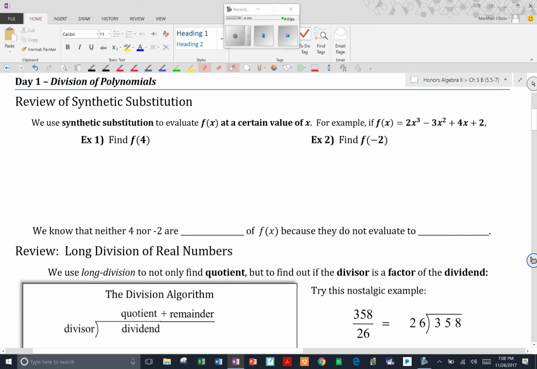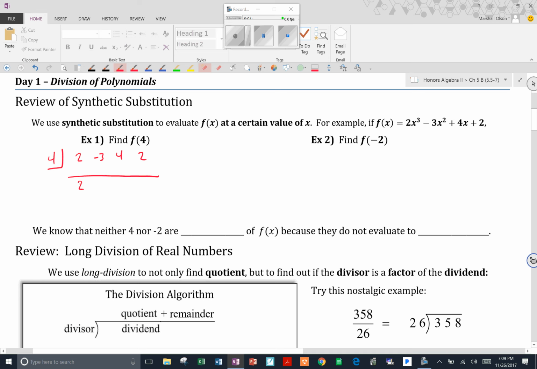So, a little review from what we've done in the past with synthetic substitution. We would take a function like this and put a value in instead of directly. We'd use this little device called synthetic substitution. So if we're asked to find f of 4, we put 4 in this box, and then we put the coefficients of our polynomial, which here happens to be a cubic 4-term polynomial, and we drop the first, and then remember we multiply everything below this line by that number in the box there, by that 4. So we're putting 4 in for x here.